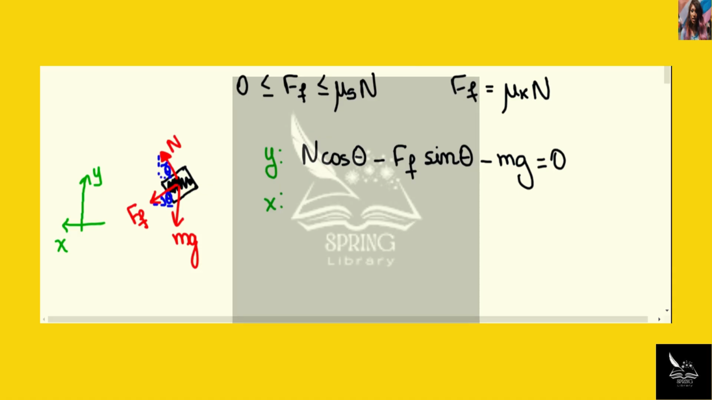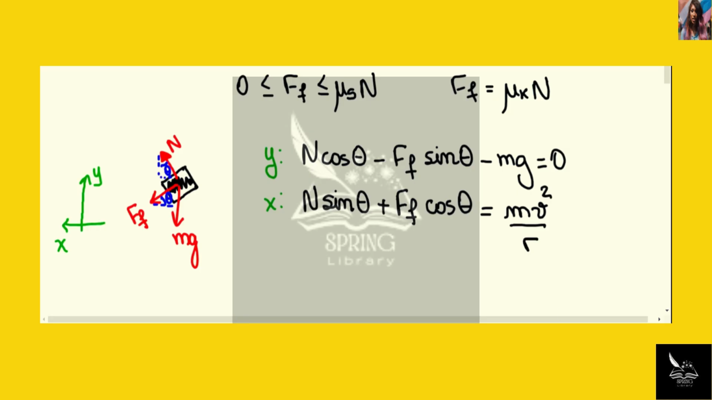And in the x direction, we have n times the sine of theta plus the frictional force times the cosine of theta. And this is equal to, according to Newton's second law, the mass times the acceleration. Now the spool moves in a circular motion, so the acceleration is v squared over r, as I said before.